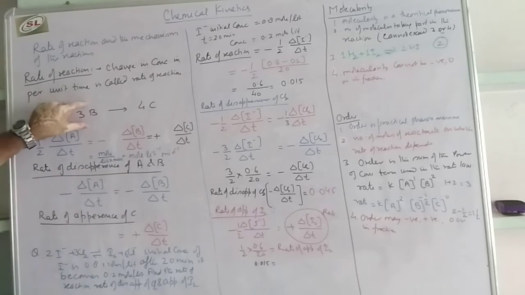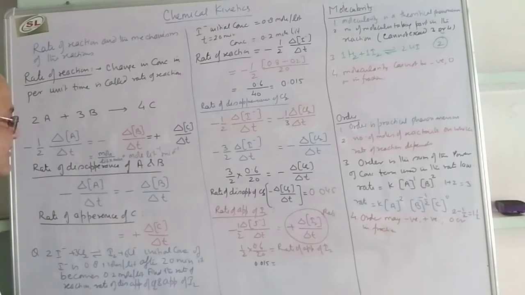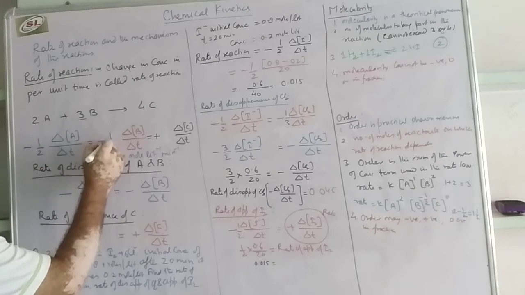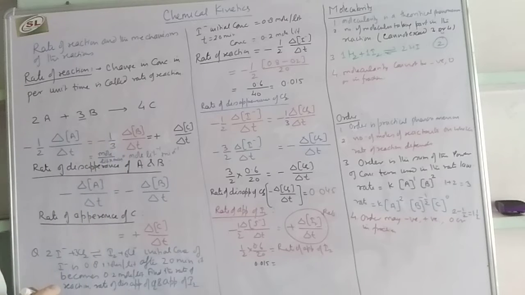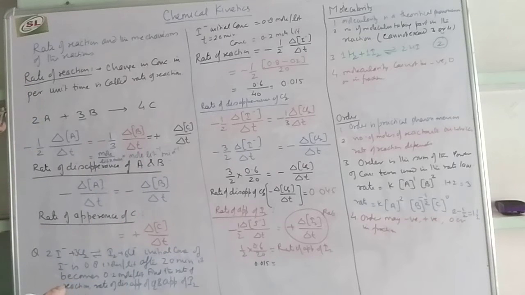If we want to represent the rate of reaction in terms of B, this is the total change in the concentration of B. Here we have taken 3 moles. When we divide it by 3, it will be the change in the concentration of B in terms of 1 mole. The total change is divided by 3.